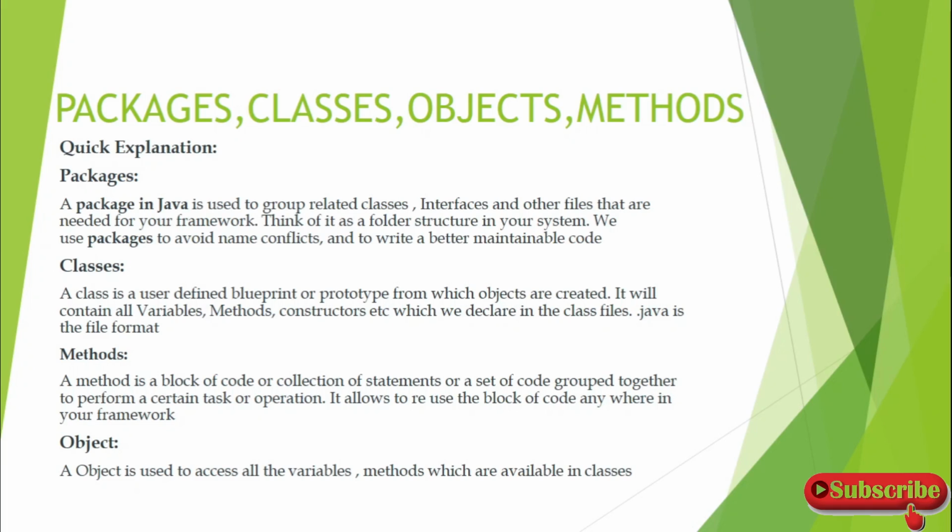So what is a class in Java? A class is a user-defined blueprint or prototype from which objects are created. It will contain all the variables and methods which we declare in a class file, and the file format will be .java. It will contain all the variables, methods, everything in a class file.